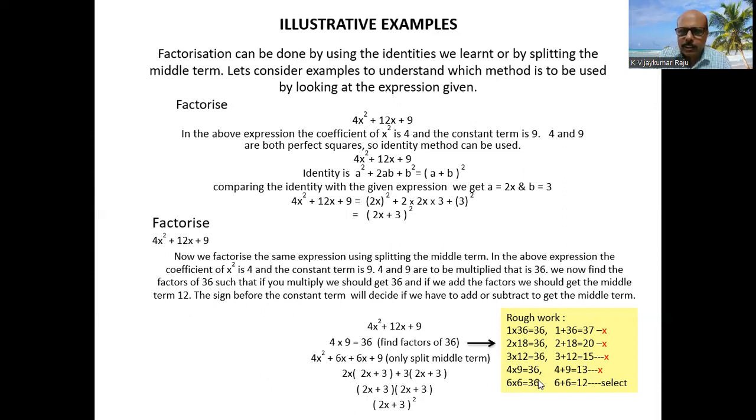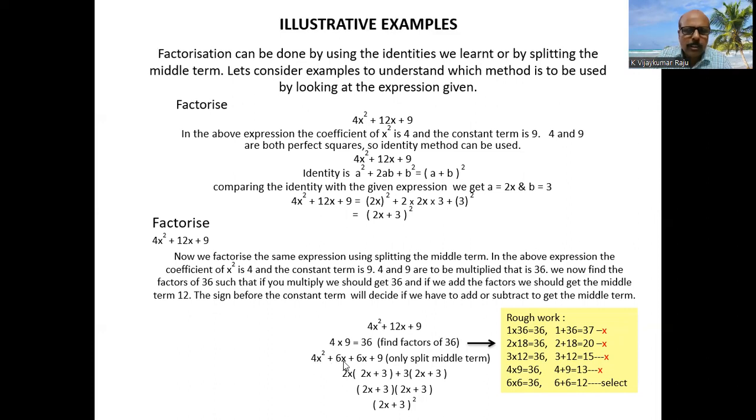6 sixes are 36. 6 plus 6 is 12. Now, in our question, we need 12. So we select 6 plus 6 is equal to 12 as the factors. The others are not useful to us for this particular question. So 4 into 9 is 36. Therefore, we split the middle term, that is 12, as 6 plus 6.